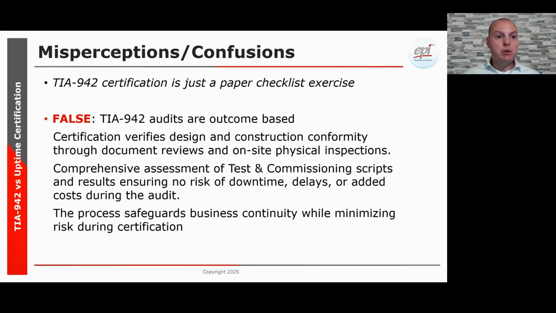So, another misperception. The TIA-942 certification is just a paper checklist. No. Although key criteria are listed, they are all outcome-based. What we do during the audit is come down to the facility and do the physical inspection, a comprehensive assessment of testing and commissioning scripts and results, and to ensure no risk of downtime, delays, or added cost will be there during the audit. The process also safeguards the business continuity while minimizing risk during the certification.